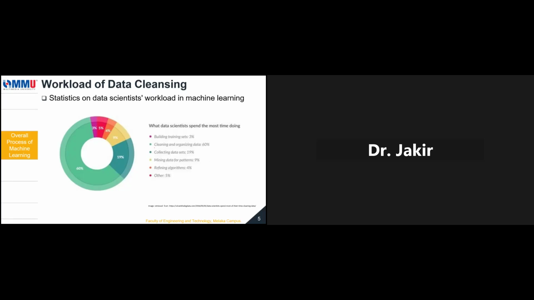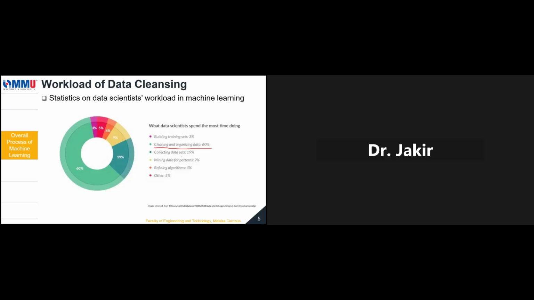Yeah. Okay, so you see here, cleaning and organizing data takes 60% of the total time. Building the training set is only 3%. Cleaning and organizing data is 60%, more than 50%. So data scientists are spending their time to qualify the data. That's why I told you it is a very, very crucial point. Otherwise, we cannot create a quality model.